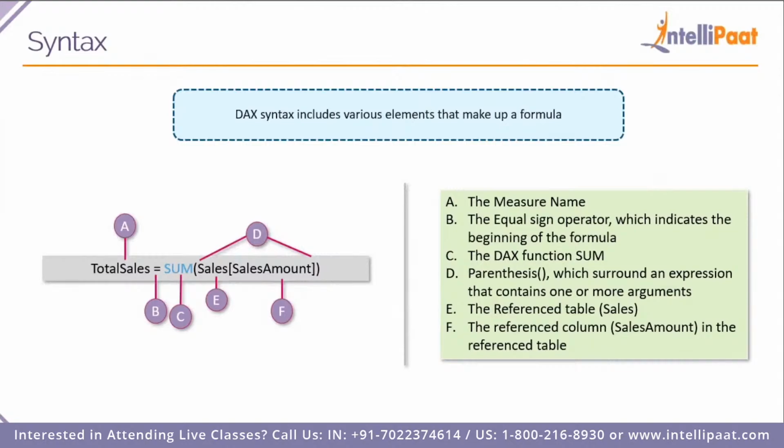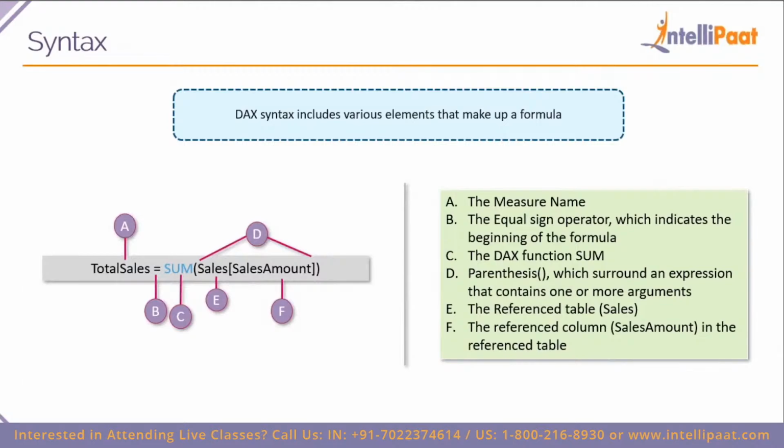The fourth one is the parenthesis. Inside the parenthesis are the arguments or parameters which we pass to the function SUM. In this case, we are referencing Sales, that is the table, and inside it Sales Amount is the column. So basically this expression is going to calculate the numbers we have in the Sales Amount column and give the result as Total Sales.